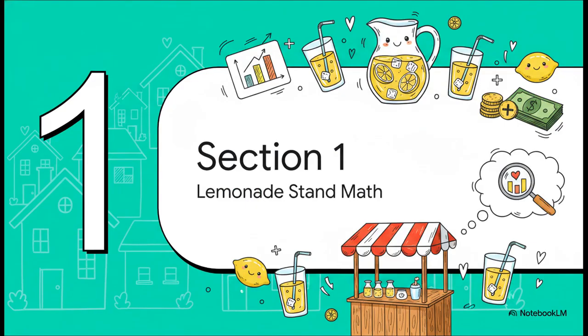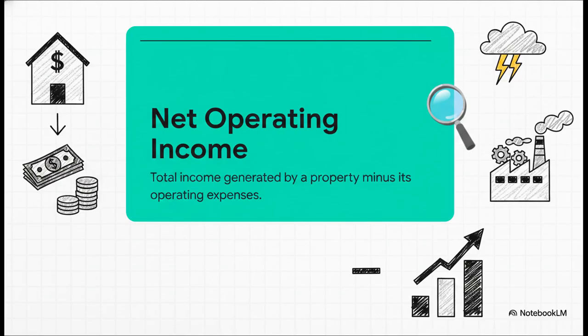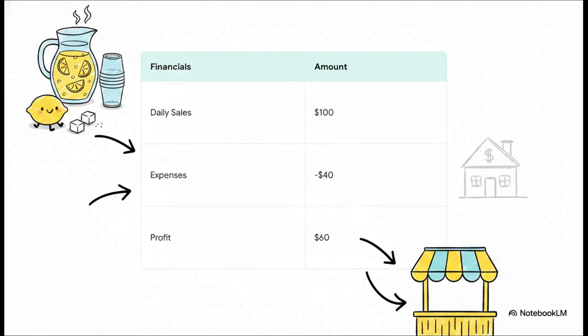Section 1. The lemonade stand math. Okay, let's break this down with an analogy that absolutely everyone understands. The foundational metric we need to understand first is net operating income, or NOI. Basically, it's the profit you've got left over after paying your daily expenses. It's just your total income generated by property minus the operating expenses it takes to keep it running. Simple enough, right?